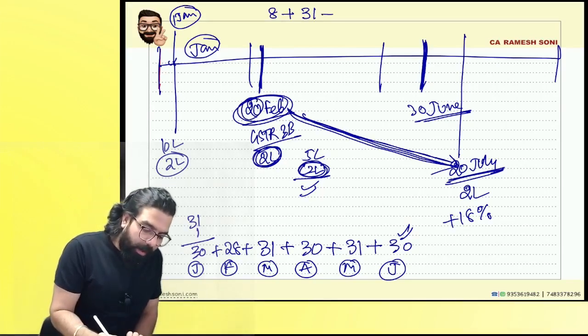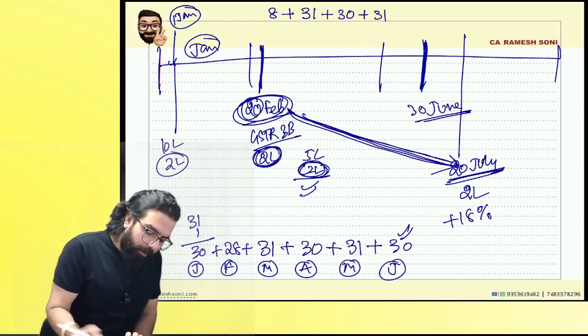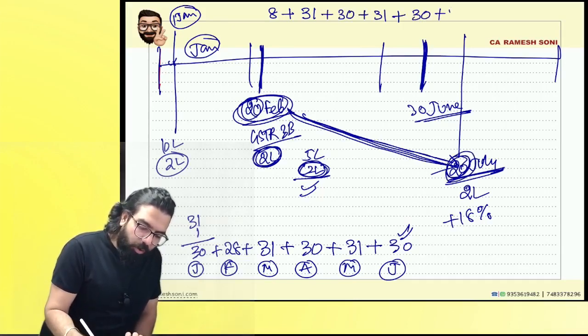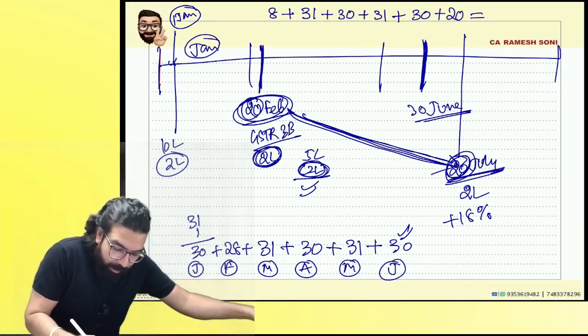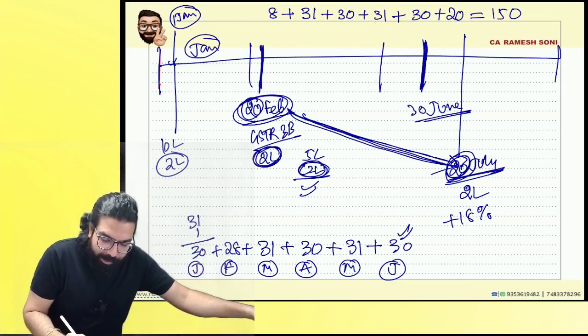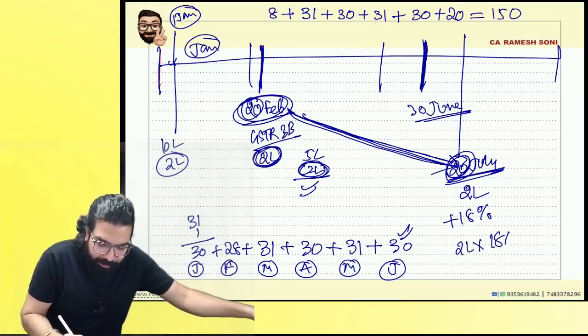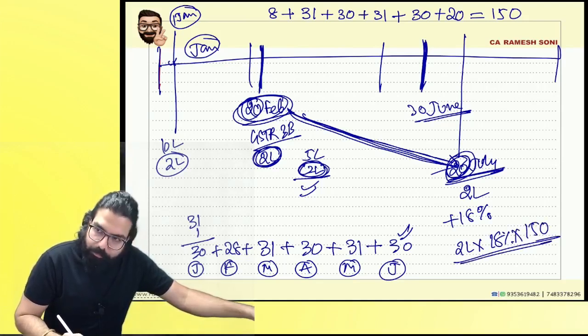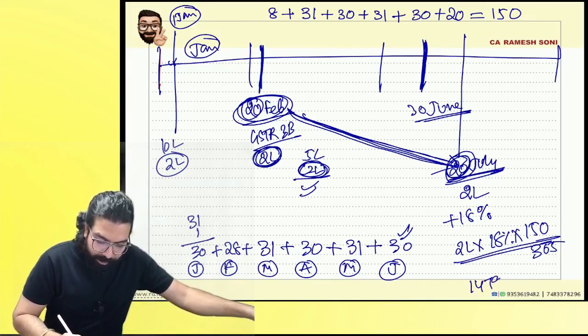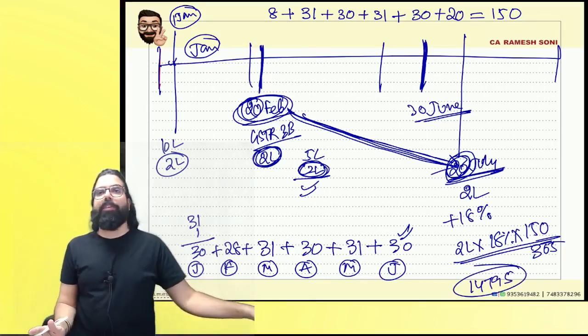March 31, April 30 days, May 31 days, June 30, and on July 20th if I reverse it, then they are telling how many days of interest? 150 days. Can you tell me 2 lakh into 18% into 150 days will be how much? Okay, Baba. How much? 7. Got it? Interest calculation, everyone.